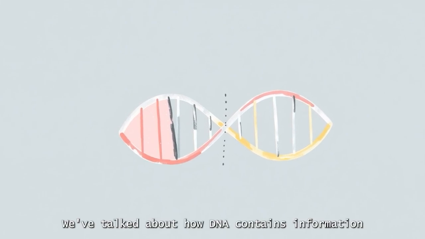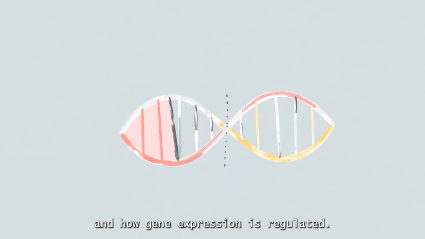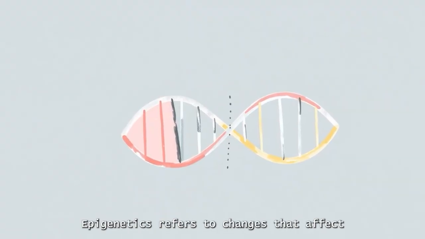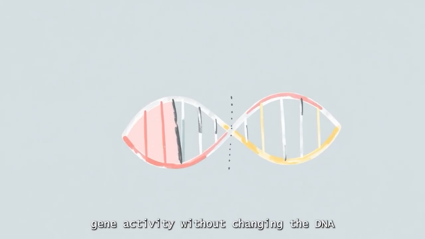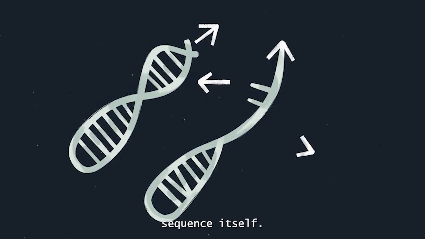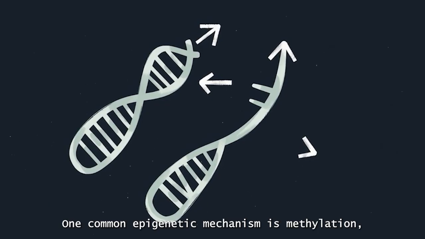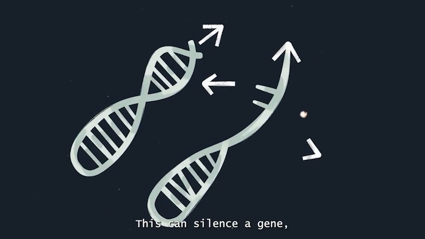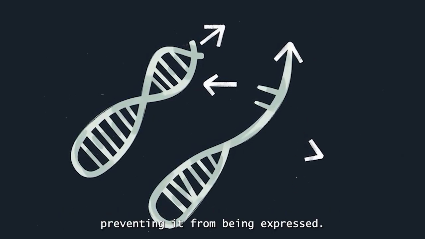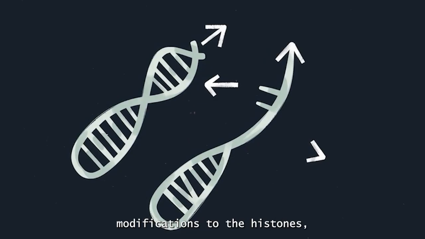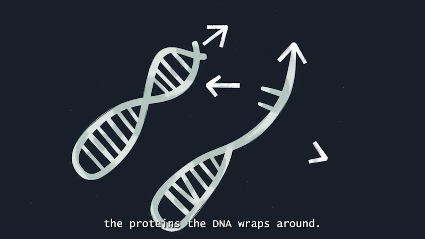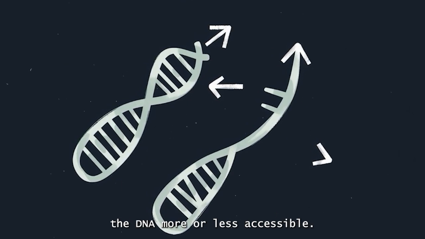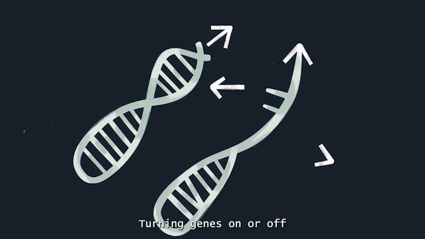Level 22. Epigenetics is the layer on top of DNA. We've talked about how DNA contains information and how gene expression is regulated. But there's another layer of control called epigenetics. Epigenetics refers to changes that affect gene activity without changing the DNA sequence itself. One common epigenetic mechanism is methylation, where a small chemical group is attached to the DNA. This can silence a gene, preventing it from being expressed. Another mechanism involves modifications to the histones, the proteins that DNA wraps around. These modifications can make the DNA more or less accessible, turning genes on or off.